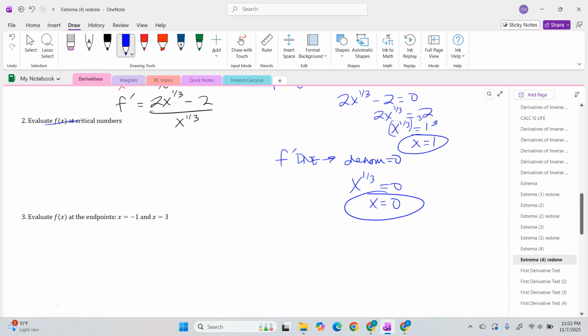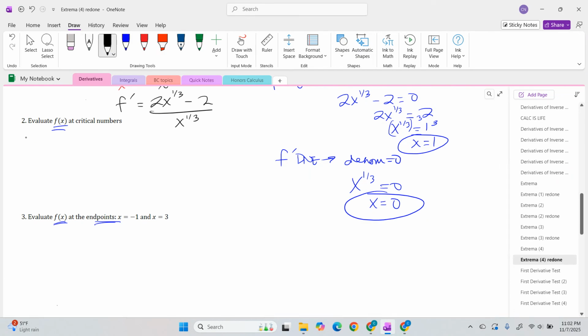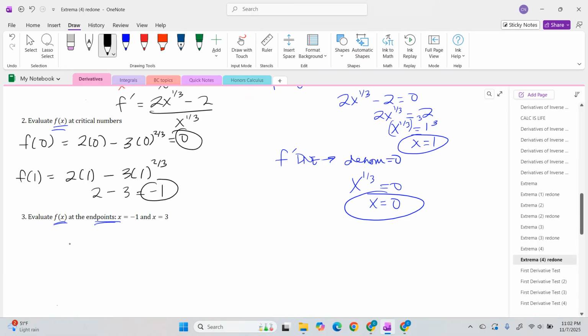So now I'm going to evaluate my original function at the critical numbers, and I'm going to evaluate my function at the endpoints. Okay? So let's go ahead and plug that in here. I'm going to do f of 0 and f of 1. 0 to the 2/3, well, that's going to be 0. So I have a point 0, 0. And then 2 times 1 minus 3 times 1 to the 2/3. 1 to any power is 1. So I have negative 1 and 0 as outputs.